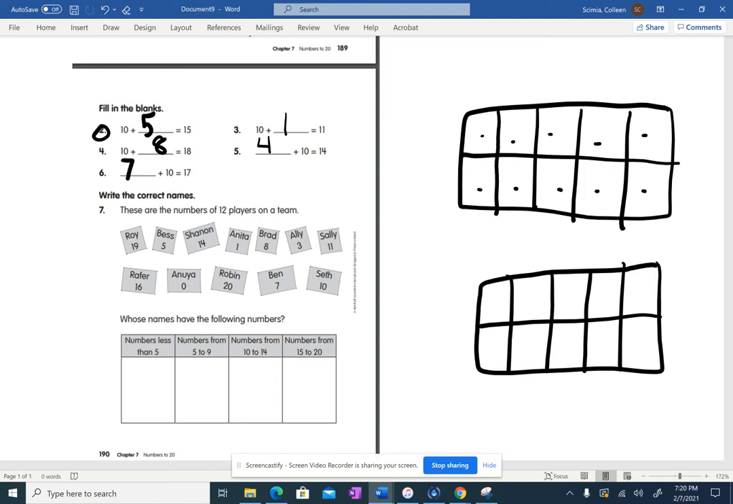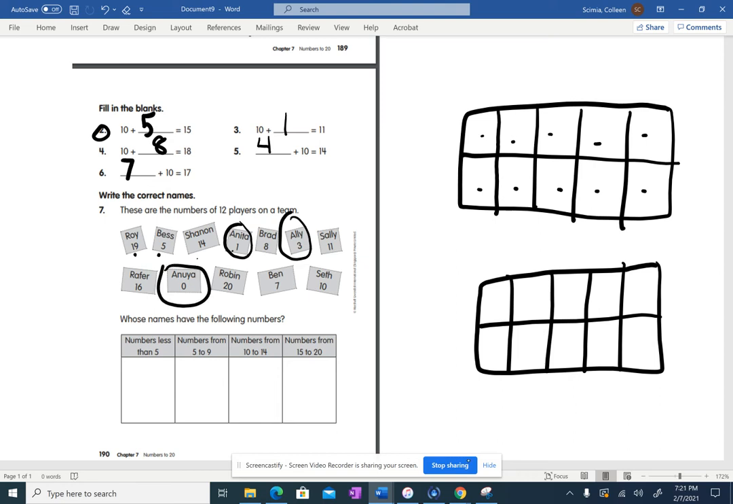Okay, let's take a look now. These are the numbers of 12 players on a team. Roy, Bess, Shannon, Anita, Brad, Allie, Sally, Rafer, Anua, Robin, Ben, and Seth. So whose name have the following numbers? Numbers that are less than 5. Well, less than 5. So if you scan these, which ones are less than 5?